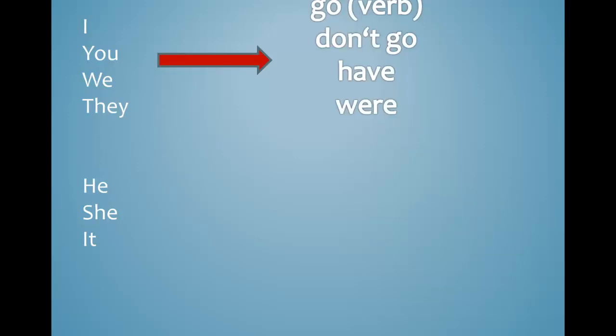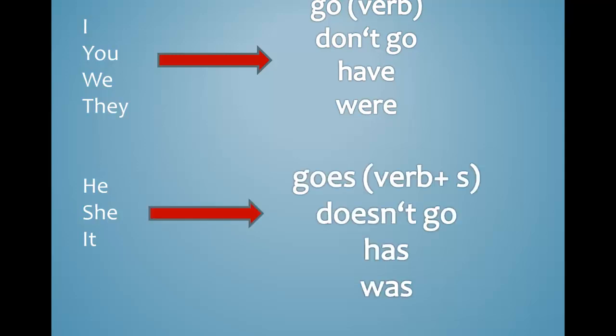Okay, so when we have I, you, we, or they, we have go. Just a verb with no ending for the simple present. However, when we have he, she, or it, we say goes, the verb plus s. Okay, so while we say you go, we say she goes. Okay, we work, he works. Okay, so you should be able to hear that and know whether it's right or wrong.